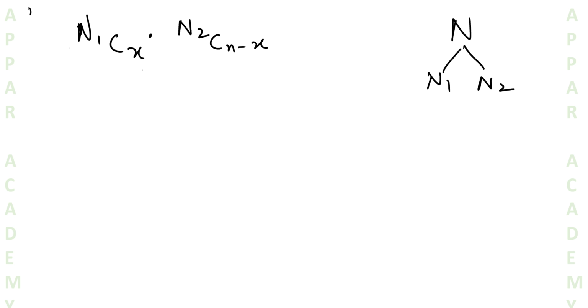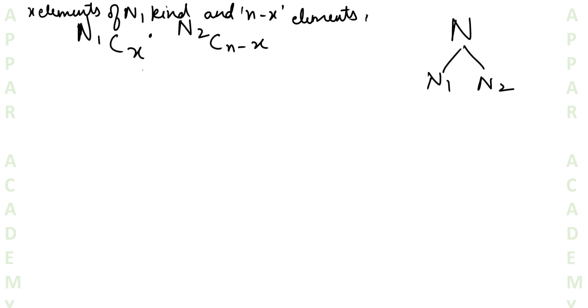Let me write it now. X elements of n1 kind, and I am putting this 'and', so this 'and' means multiplication, n minus x elements of n2 kind, right?